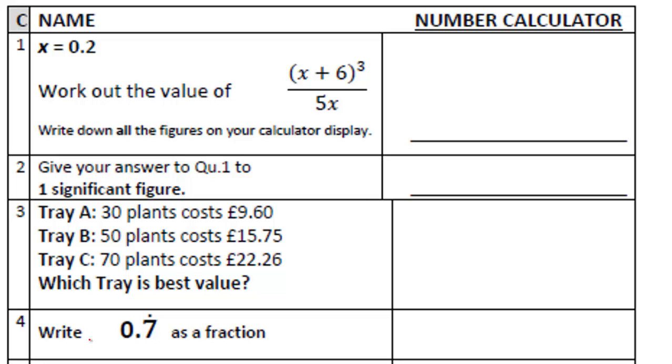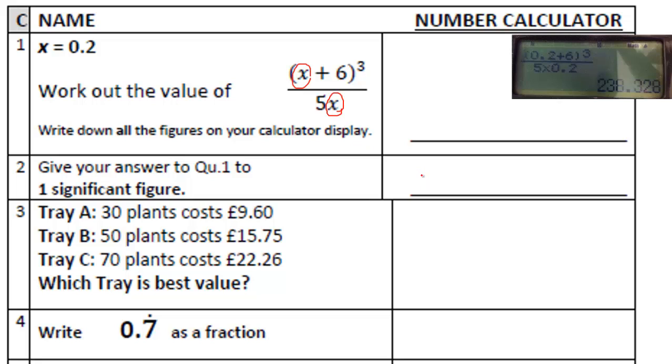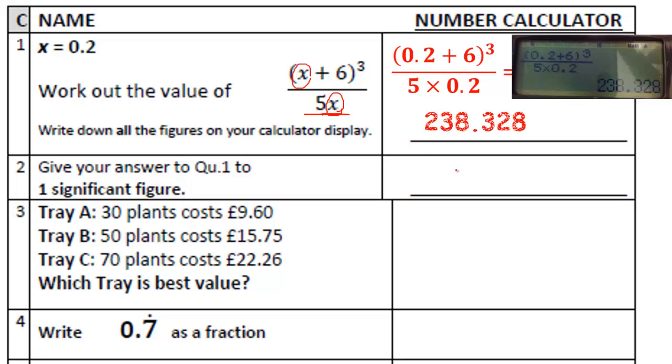This here is a question that came up recently in an exam. What you need to recognize is that you need to replace x in both of these cases here with 0.2. Okay, and when you do that, this is what it should look like. So on your calculator, you're going to have brackets 0.2 plus 6, close brackets, all cubed, and all of that is over 5 times 0.2. Now you need to also recognize that 5x means 5 times whatever x is, and in this case it's 0.2. You need to write down all the numbers on your calculator screen. That is what you should get, and make sure it is there.